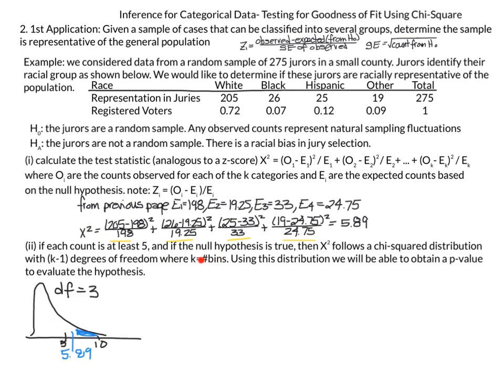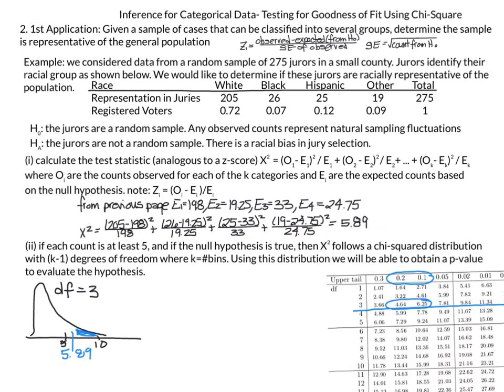Because we have how many bins? 1, 2, 3, 4 bins. That means k equals 4. So our degrees of freedom is k minus 1, so we're at 3 degrees of freedom. And we're looking at our test statistic of 5.89, our chi-squared statistic. So I'm going to look in our table where degrees of freedom is equal to 3. So that's this row here. We're looking for a test statistic of 5.89.